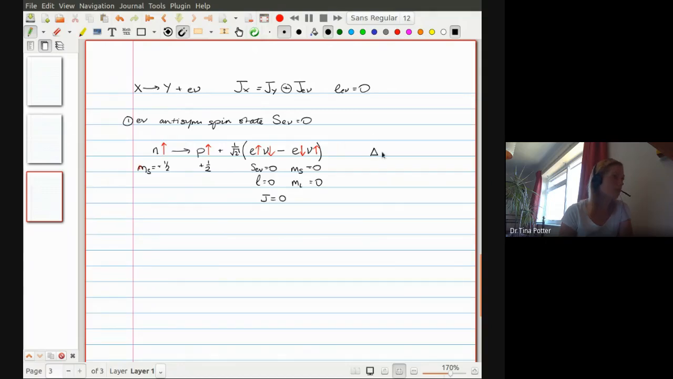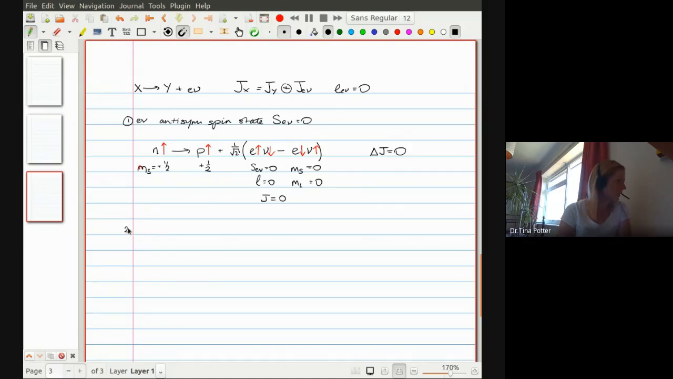You've got a delta J of 0. There is no change between the total angular momentum of the initial and final state particle. And since it's an L equals 0 state here, there's no parity change either.